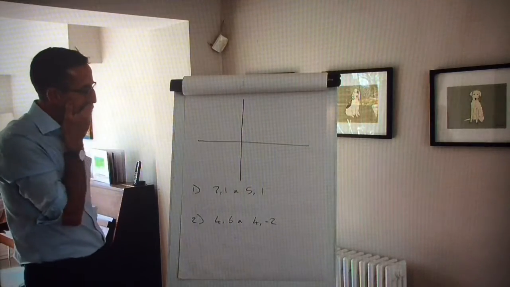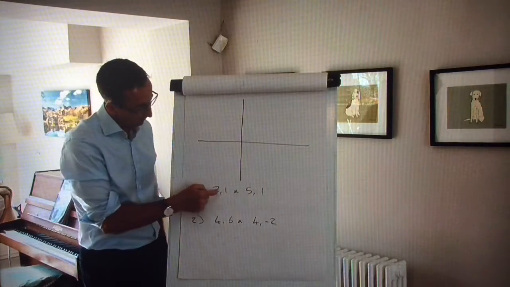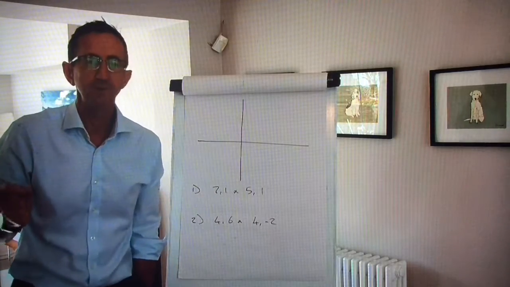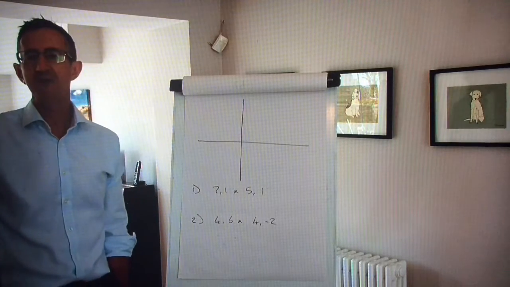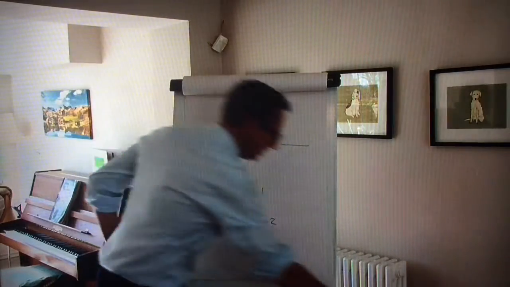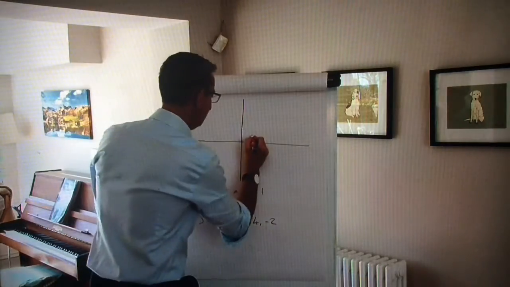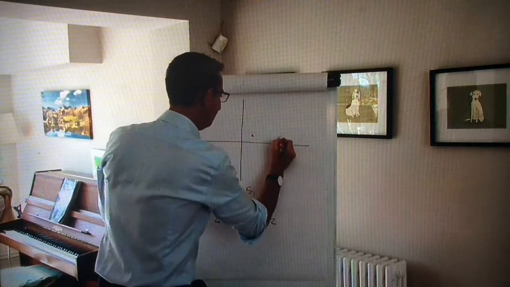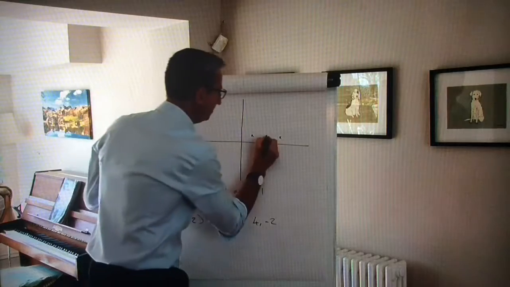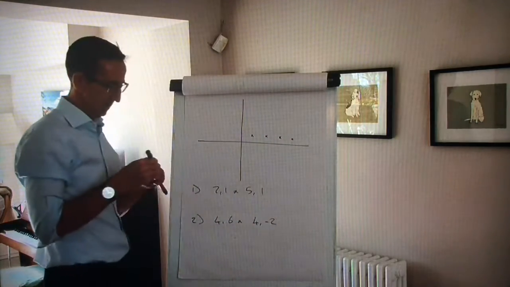So you say to them, draw points (2, 1) and (5, 1) and draw the line, and then mark 2 other points on the same line. Draw the line that they lie on. So they would go along 2 and up 1, along 5 and up 1, and they might do that or that.